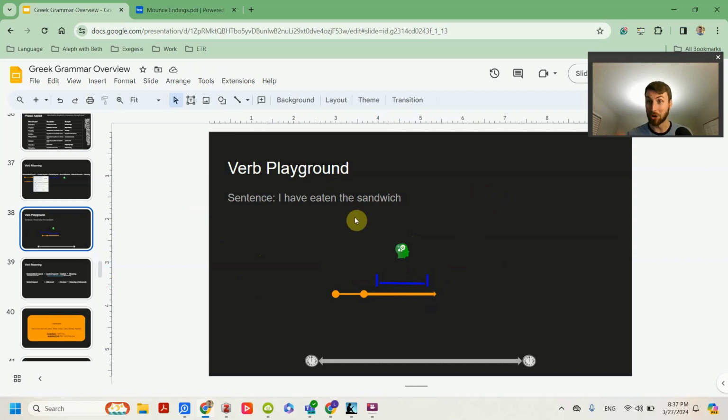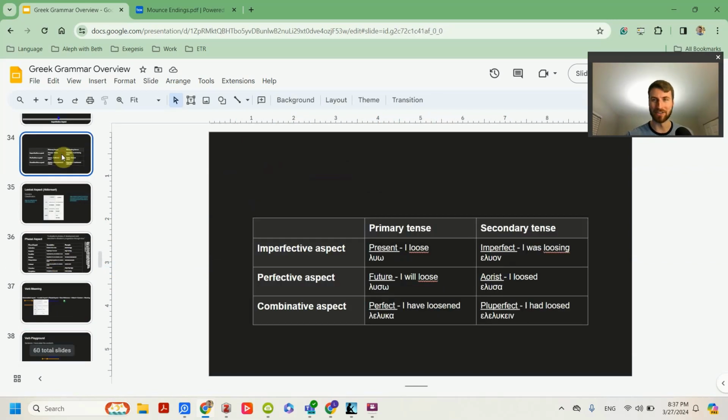Combinative aspect, perfect tense, this is a hard thing. There's perfective aspect, but then there's also the perfect tense. It's annoying, but this is just how grammars work. So just pay attention to that.